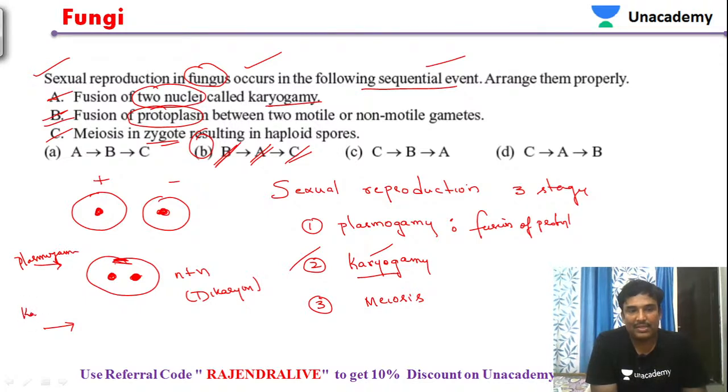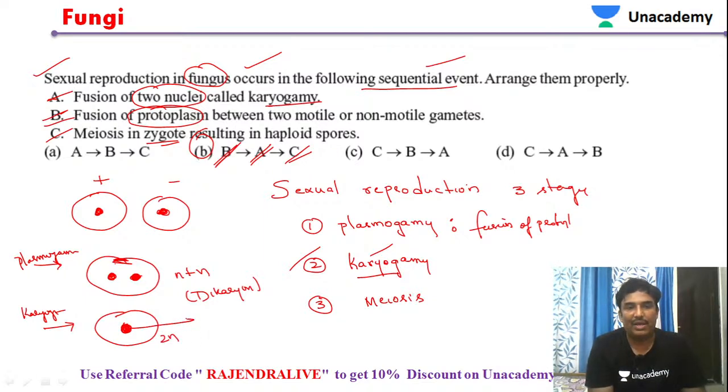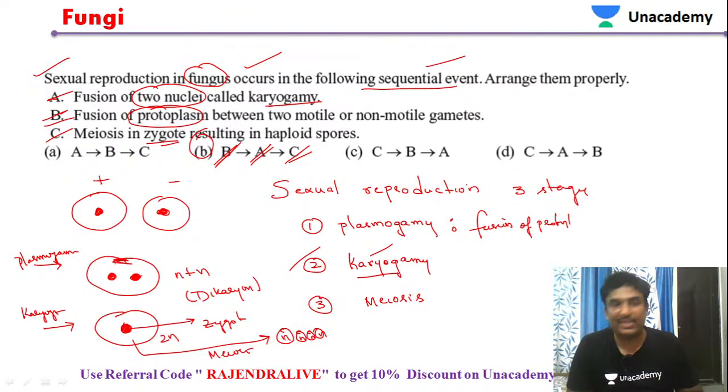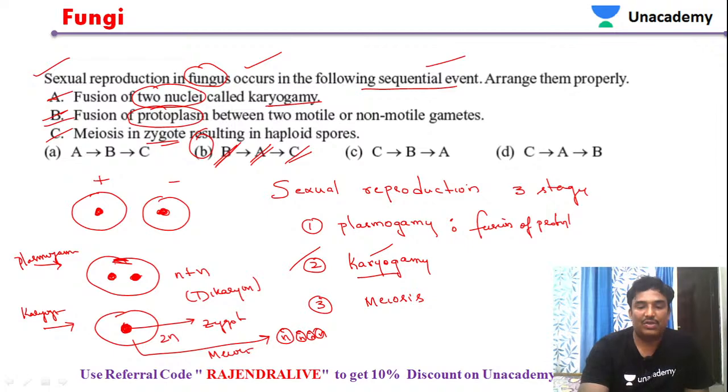After that, karyogamy takes place. In karyogamy, both nuclei fuse, and now this is a diploid cell, and it forms the zygote. Now this zygote will undergo meiosis to produce 4 haploid spores. So these are the steps in the case of fungi. This is about the multiple choice question discussion on today's topic, fungi, students.